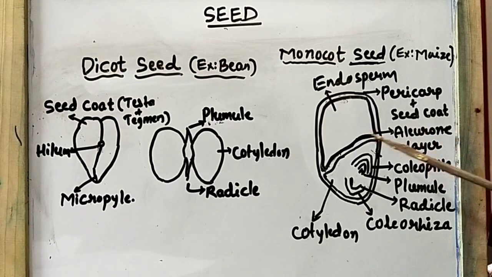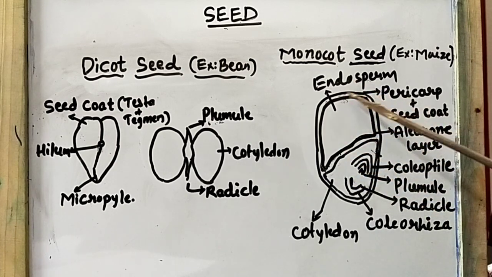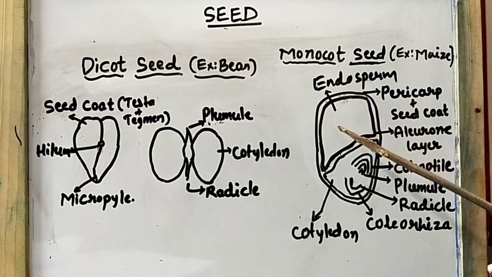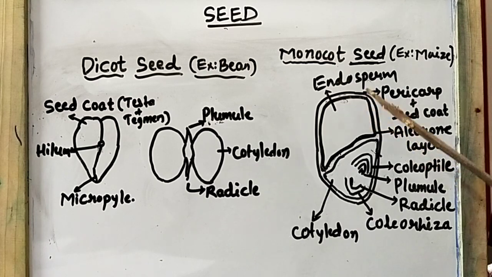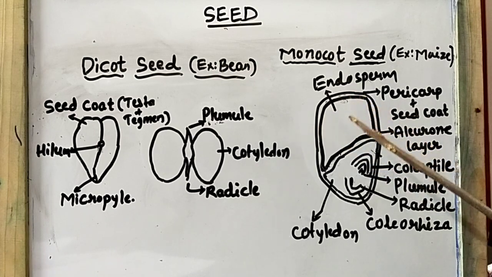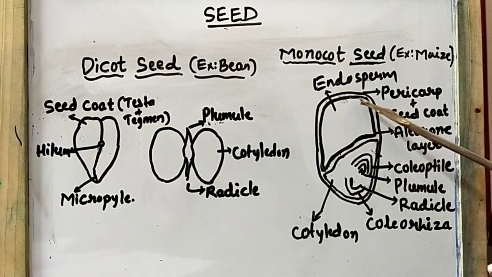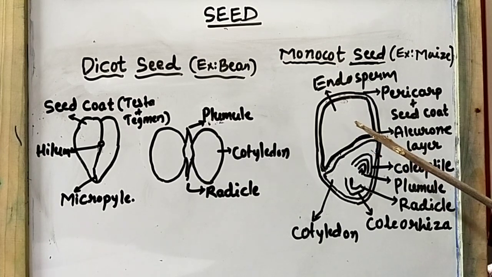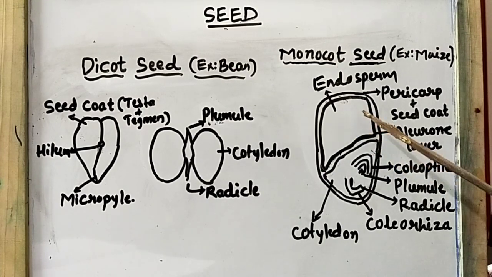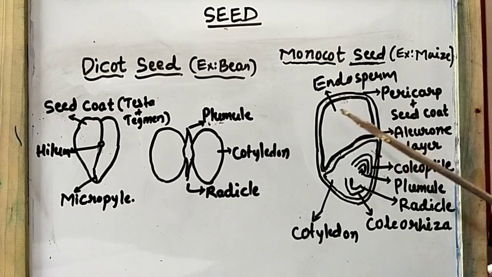Next one, this is the area what you are seeing. This is the cotyledon. Below this endosperm, what do we have? Cotyledon. So it is an endospermic seed. Remember this, students. If endosperm persists in the seed, then it is known as an endospermic seed. In this maize, we can see the presence of endosperm, and storage of food material takes place in the endosperm. That's why it is known as an endospermic seed.